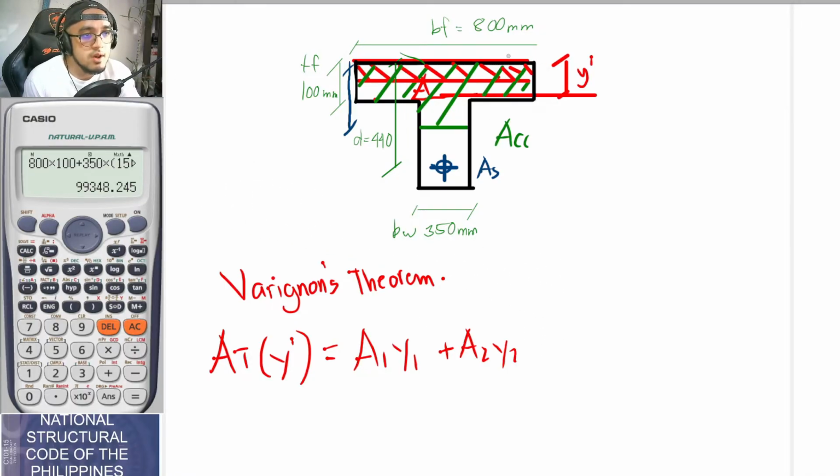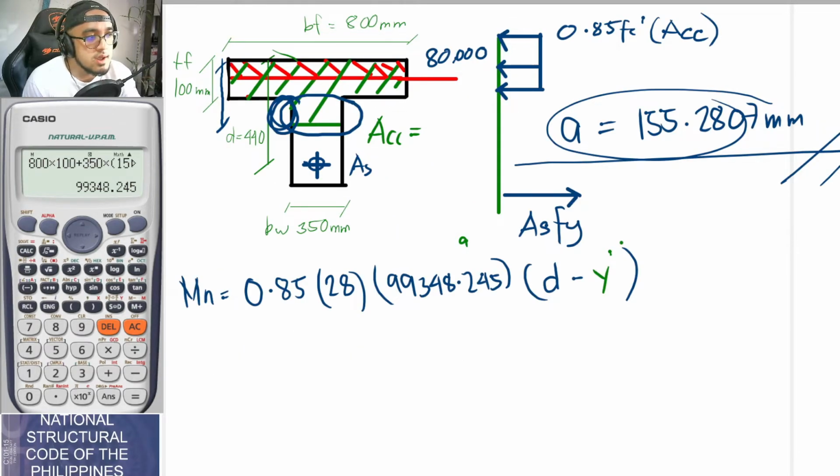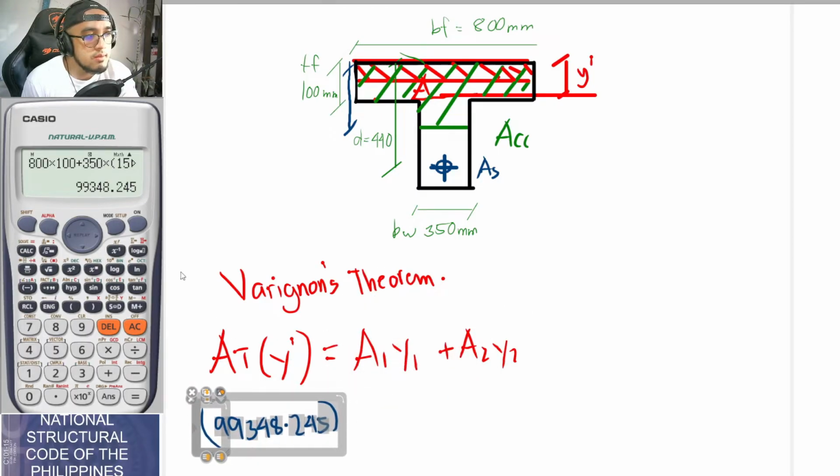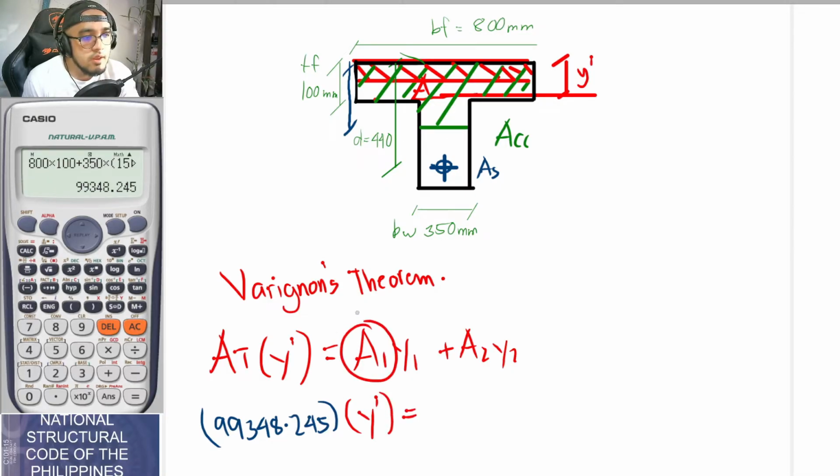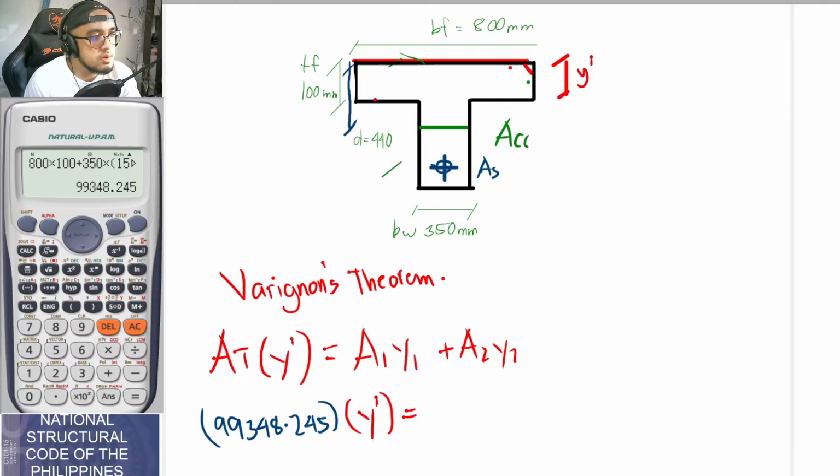So substituting known values for the total area of our compression block, that is once again equal to 99348.245. So copying them here, 99348.245. So this is now our Y prime, which is unknown. And for our A1, I want my A1 to be the area of the flange. So I want this to be the division line, and I want this to be my A1, and its centroid is located here. And for my A2, I want this to be my A2, and its centroid is located here.